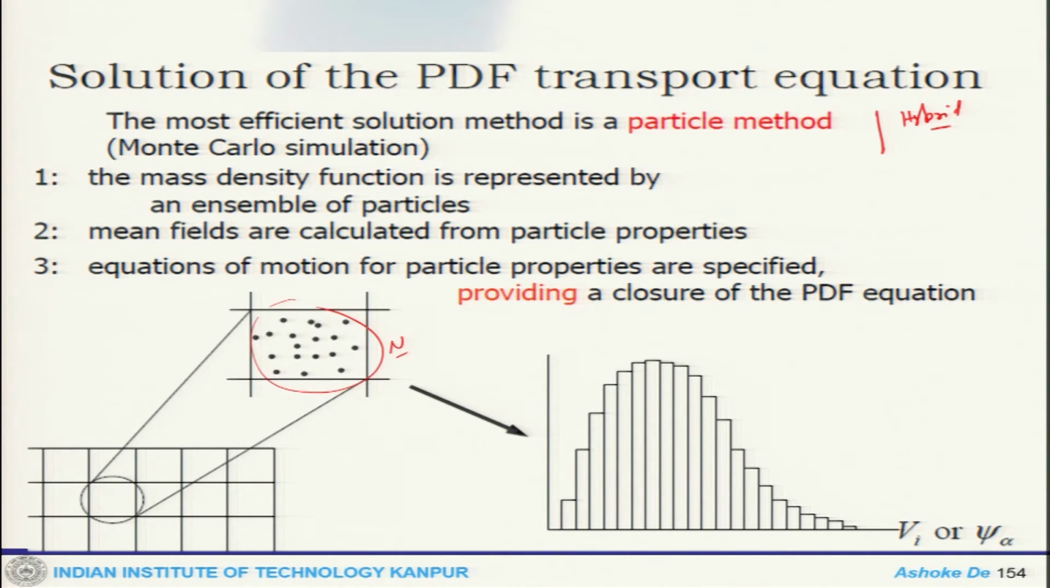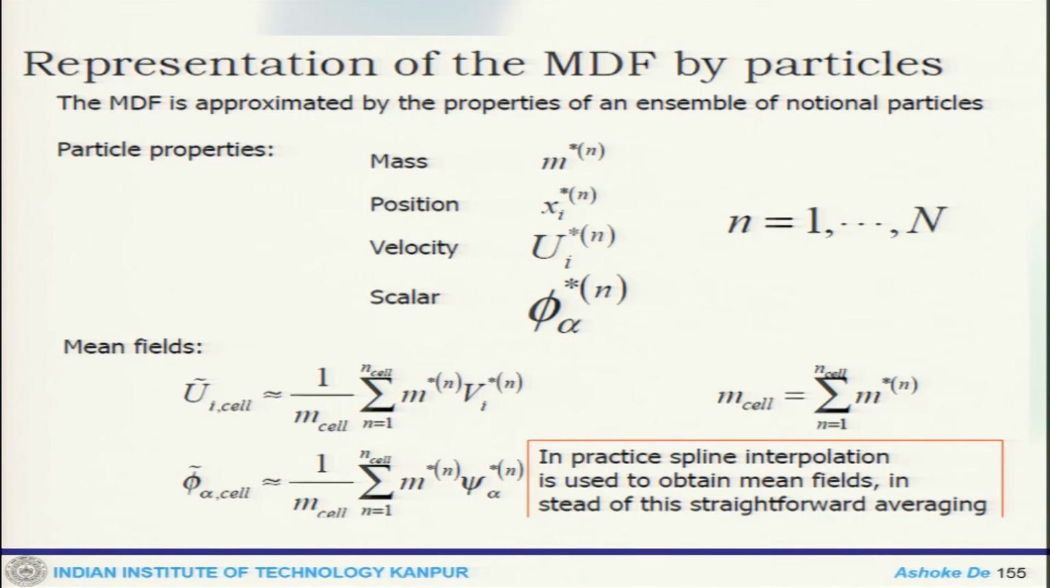Then the information you obtain from the particle properties will provide the closure form of the unclosed terms in the PDF equation.